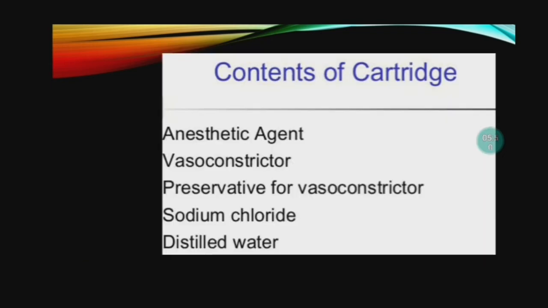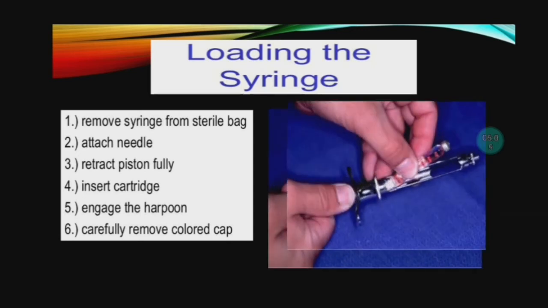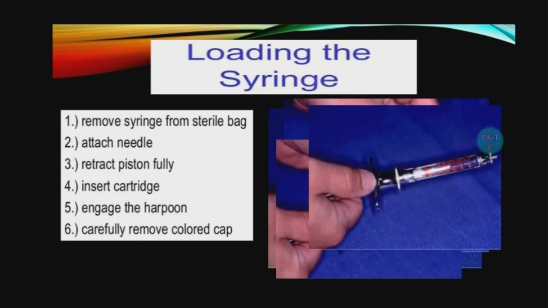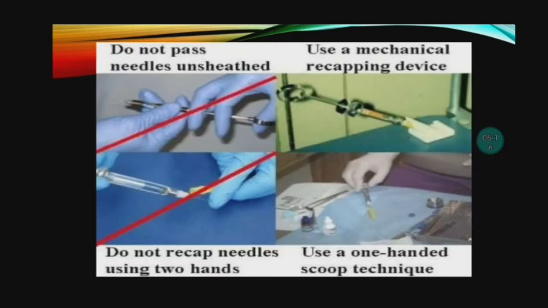Contents of the cartridge: anesthetic agent, vasoconstrictor, preservative for the vasoconstrictor, sodium chloride, and distilled water. Loading the syringe: remove the syringe from the sterile bag, attach the needle, retract the piston fully, insert the cartridge, engage the harpoon, and carefully remove the colored cap. Do not pass needles without the sheath, and use a mechanical recapping device. Do not recap needles using two hands. Use a one-handed scoop technique.